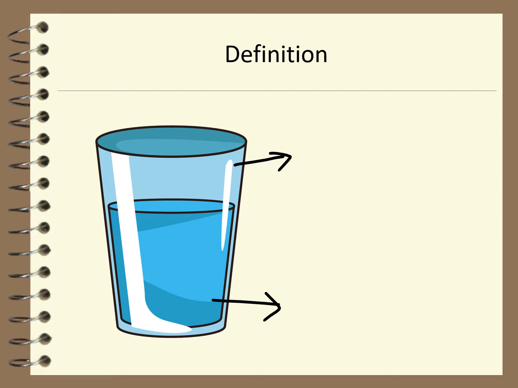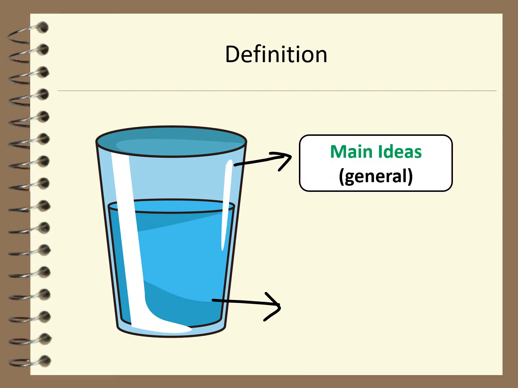So that's why the top part of the glass is regarded as the main idea of a paragraph. Why? Because it is more general. The idea is more general. It is the main idea that the writer wants you to know. Okay? It is broader in sense. That's why it is related to the top part of the glass.